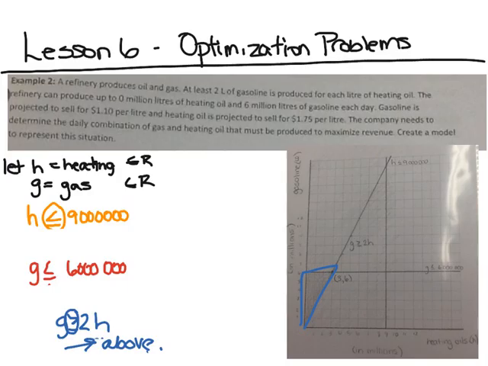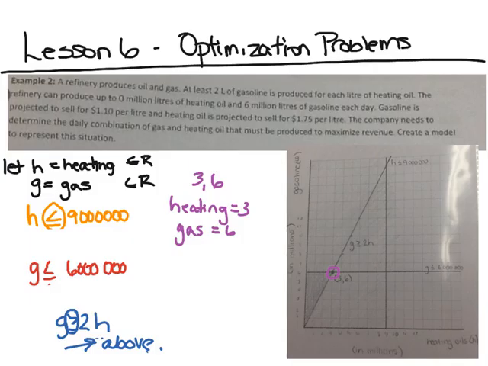The company, however, wants to maximize. So if you look here at the point where all of the lines intersect, or the maximum intersection is, it's 3 and 6, which means our heating oil is 3 and our gas is 6. So we're going to plug that into all of our equations. And remember, these are in millions. And it checks for all of them.